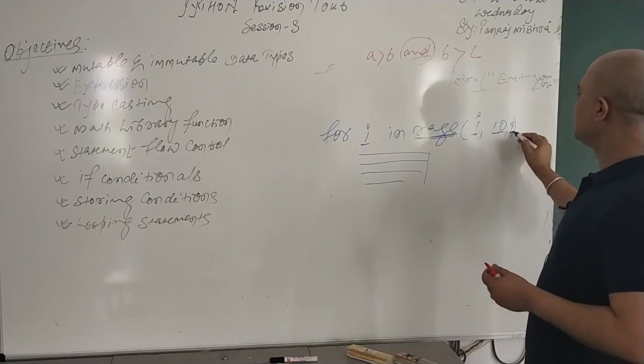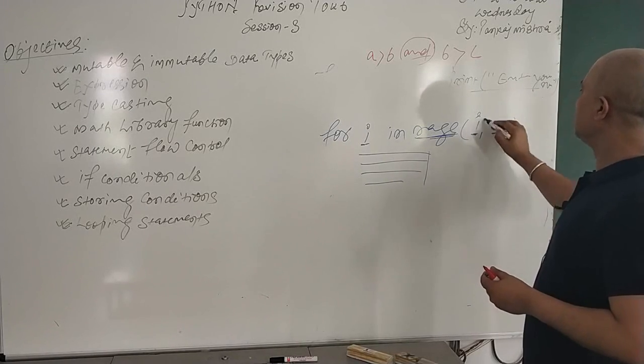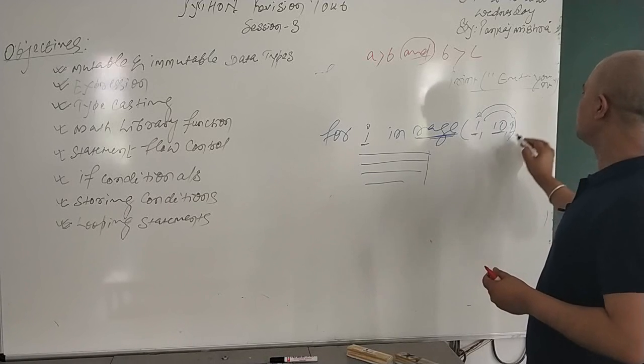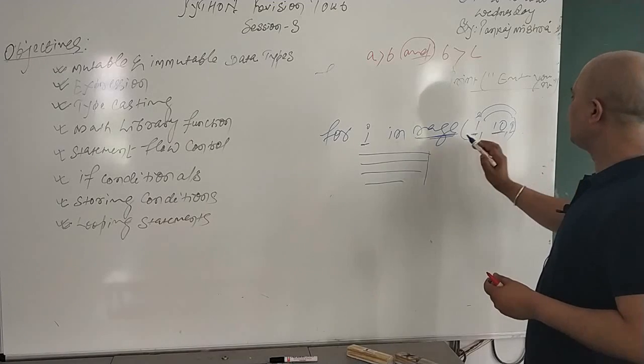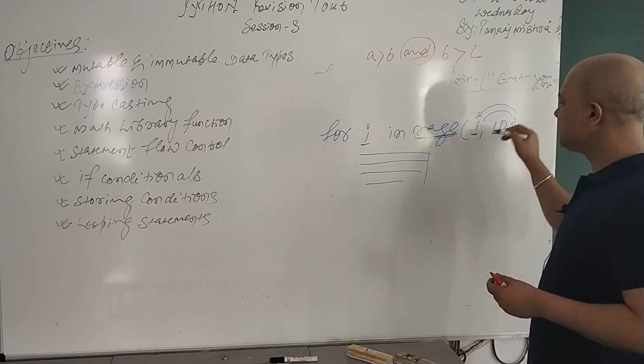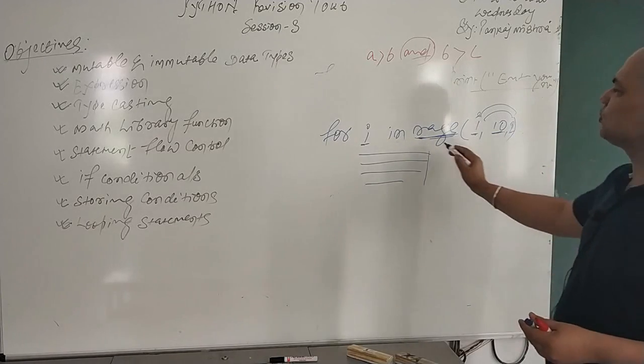If I mention 2, then starting with 1, it is incremented by 2 every time. So 1 plus 2, 3, 3 plus 2, 5, 5 plus 2, 7, 7 plus 2, 9, likewise, and at 9 it will end because 10 means till 9 it will execute. This is what the range function is.